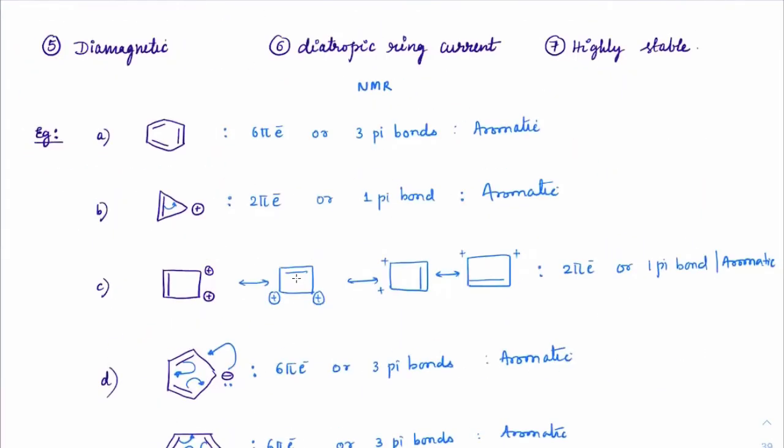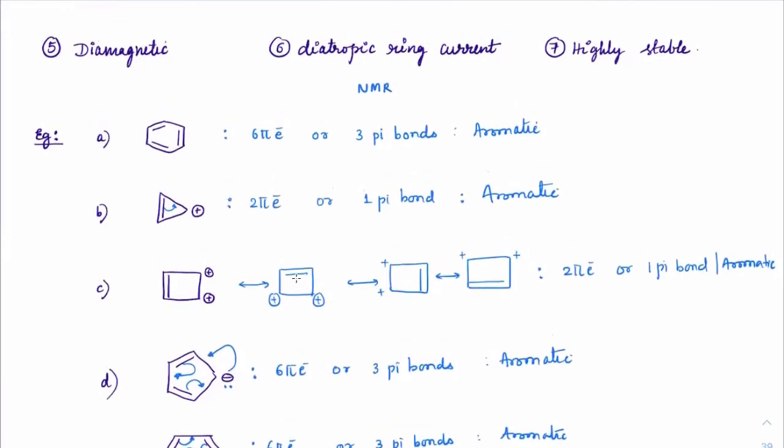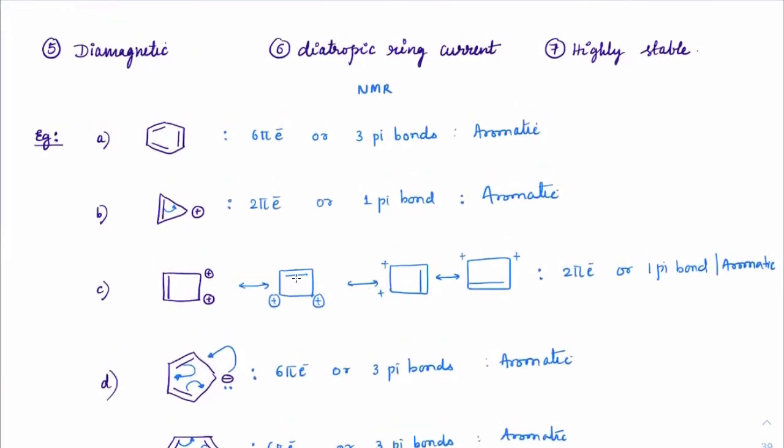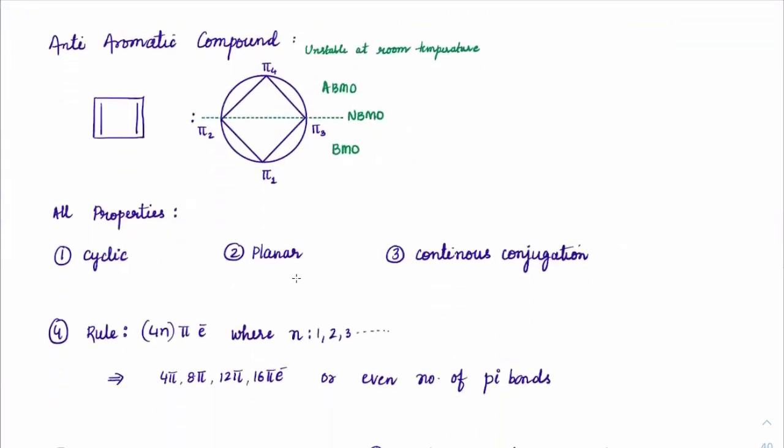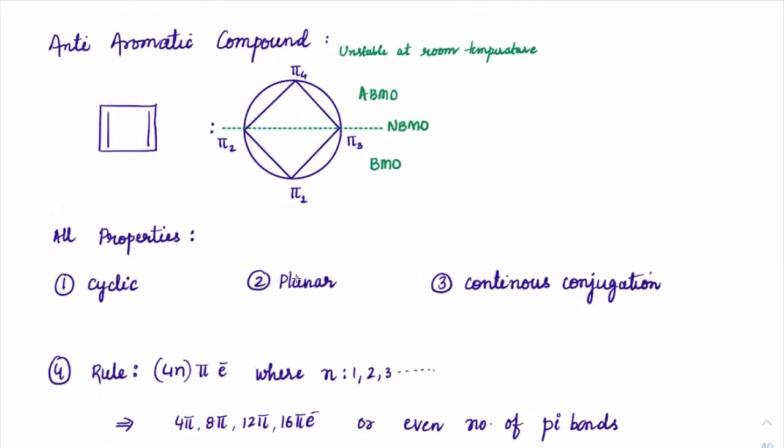You have earlier learned about diamagnetic molecules, right? Diamagnetic molecules are those which have no unpaired electrons, correct? So any molecule which does not have unpaired electrons is called diamagnetic. But if the same diamagnetic nature appears in aromatic compounds, we call it diatropic ring current. Okay. Now let's check out the anti-aromatic side. All right.